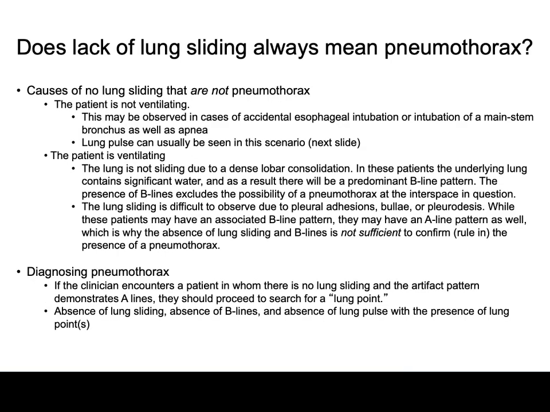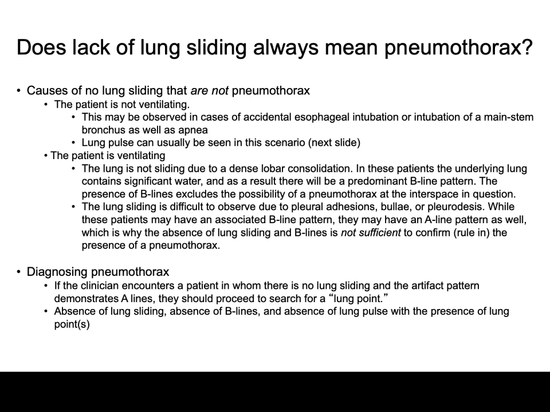The lack of lung sliding does not always mean a patient has a pneumothorax. There are other causes of a lack of lung sliding to consider. For example, the patient is not ventilating. This may be observed in cases of accidental esophageal intubation or intubation of a mainstem bronchus, as well as in apnea. Lung pulse can also be seen in this scenario, which will be discussed on the next slide.